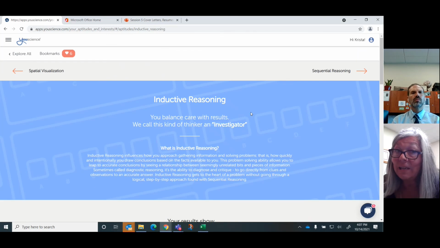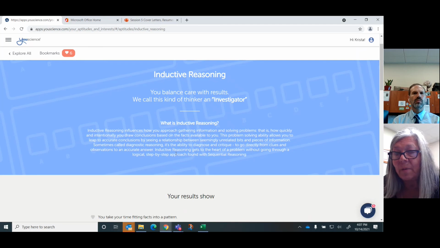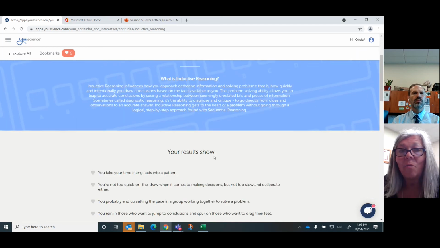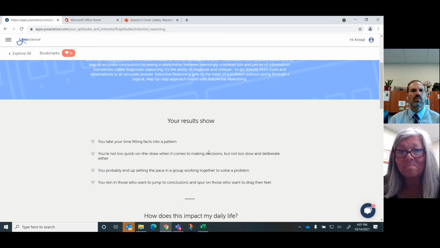This one is inductive reasoning. We call this kind of thinker an investigator, and I get a little bit of an explanation about what inductive reasoning means, what my results show. I'm not too quick on the draw when it comes to making decisions, but I'm not too slow and deliberate either. I like to make decisions kind of in a medium time frame.